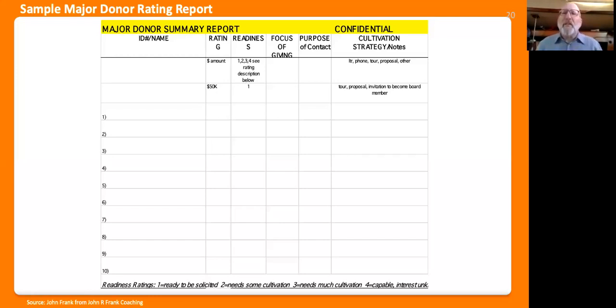over on the right, see where it says letter, phone, a tour of our building, a proposal, other, invite them to become a board member. So these are some of the cultivation strategies. So if someone's a 2, we have to decide what we're going to do. Are we going to make it 2? Let's give them a tour of the facility, but it's going to be future when we ask them.